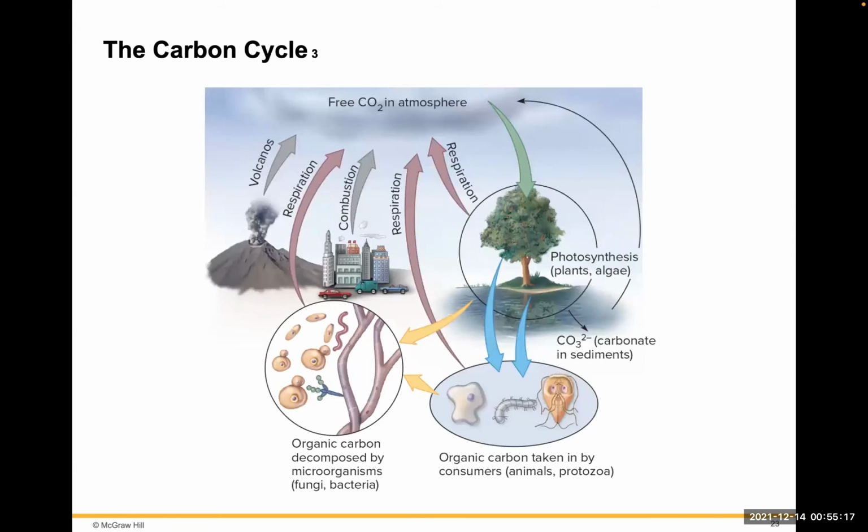Here is a basic summation of the carbon cycle. Volcanoes, respiration, combustion, respiration of organic carbons, and respiration of trees all give off CO2 into the atmosphere. We take that CO2 back in through photosynthesis with the plants and algae, and we feed it back into the system. Those respirations take in the oxygen and the sugar produced by photosynthesis and reproduce CO2 back into the atmosphere.